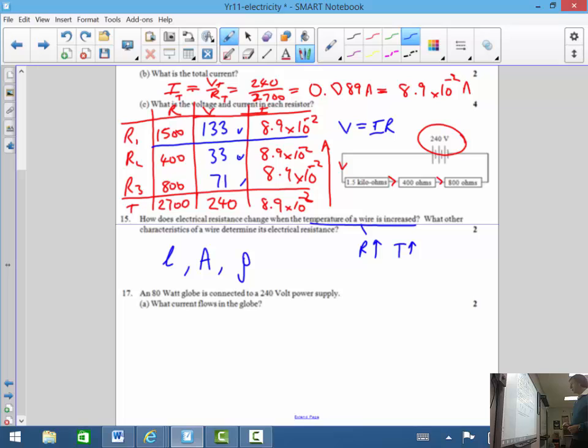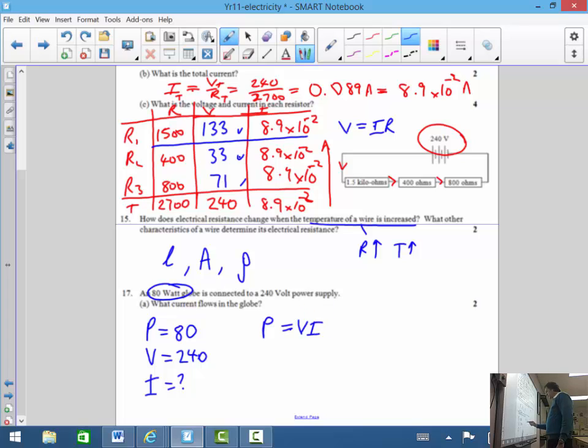Okay, question 17. An 80 watt globe is connected to a 240 volt power supply. Now, 80 watts means it's got a power of 80 joules per second used up. It's got a voltage supply of 240, and they're asking for the intensity of the current. If you look in your formula sheet, you've got a relationship between those, P equals VI. So we're going to use the version where we find I equals P over V. We're going to go 80 over 240. So we're going to get a current of about 0.33. And again, you could write that in standard form.